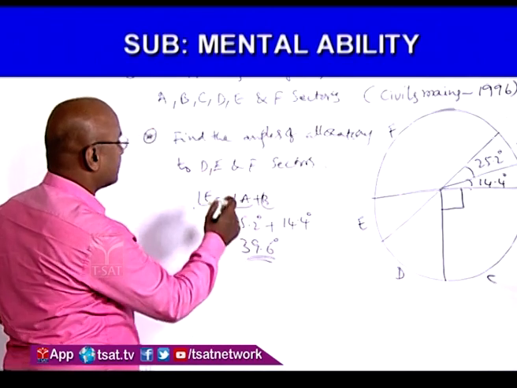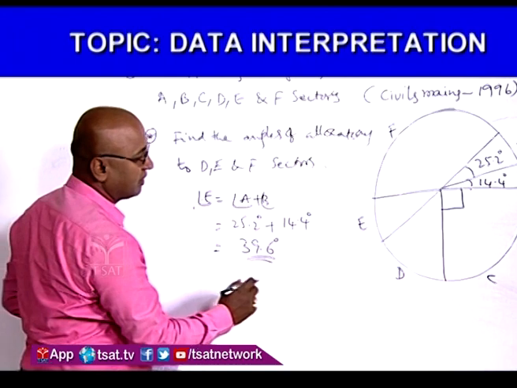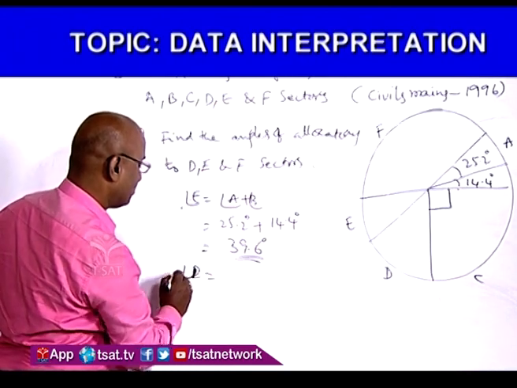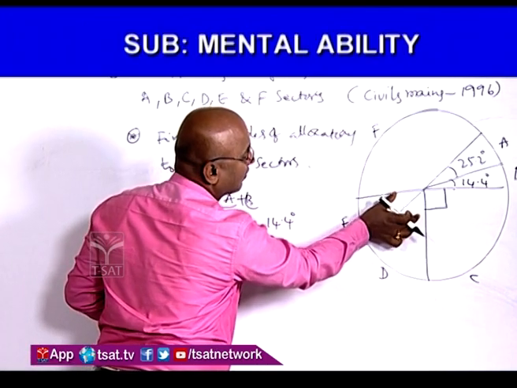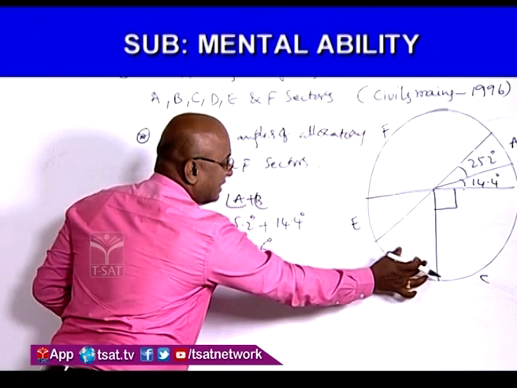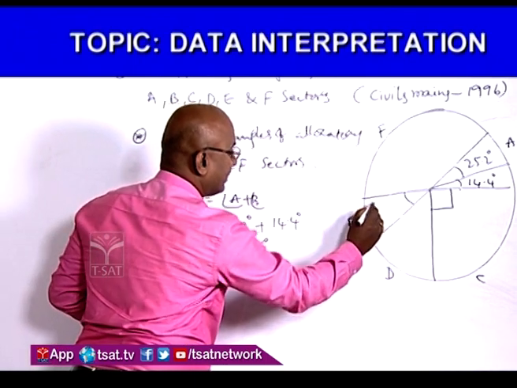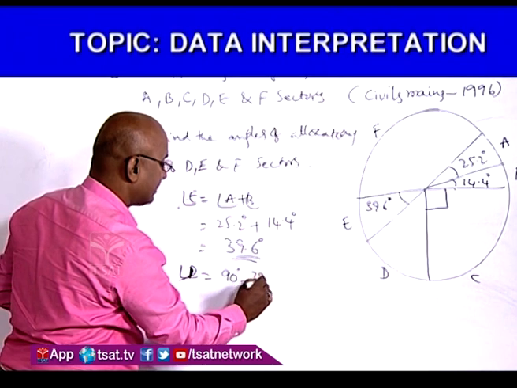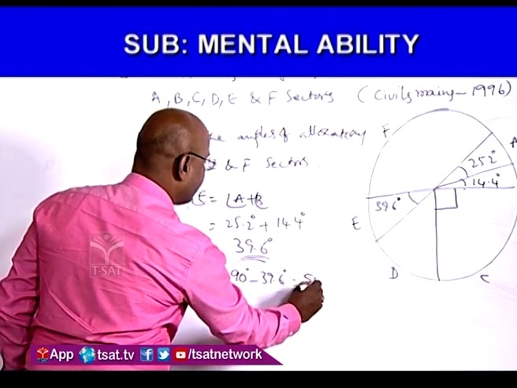And the next one is angle D. What is angle D? So this one. Angle D is equal to the total angle in this one-fourth circle is 90 degrees. Angle D is equal to 90 minus angle E, that is equal to 39.6 degrees. So 90 minus 39.6 degrees is equal to 50.4 degrees.